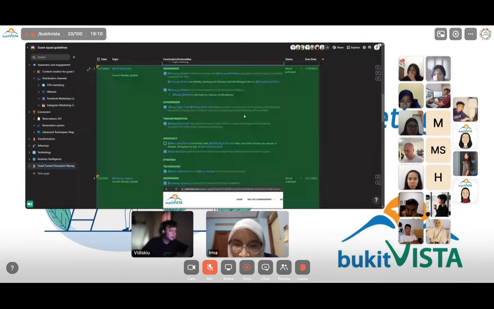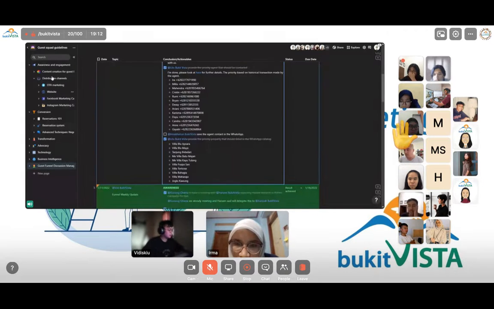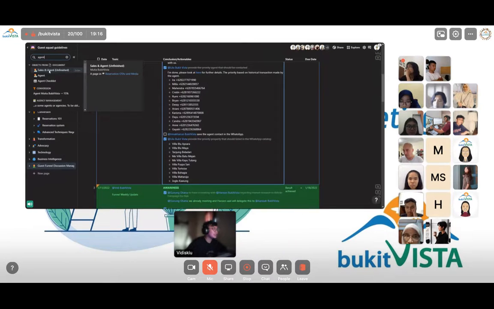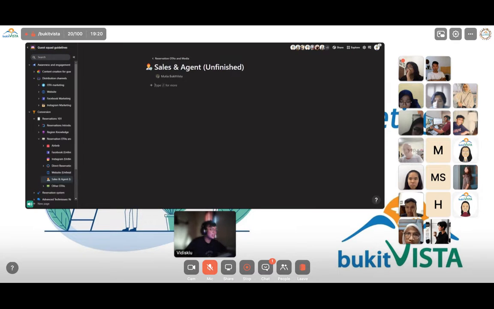For the agents, it's still under development actually, Vidi. Under development, yeah. So sales and agent are unfinished. So this is also an experiment. And it's still empty as well. So let's also attach the proposed method and measure the effectiveness using the experiment card. Does that make sense? Yes. So after it's done and settled, then we add it into the documentation.